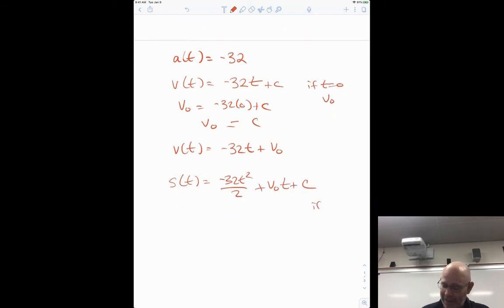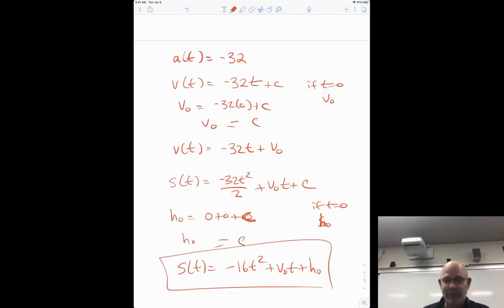But again, at time 0, we have what we call our initial position, or our initial height, which is what we use for projectile motion. We'll call it h sub 0. So h sub 0 equals 0 plus c. So c is h sub 0. Here we go with our position function: negative 16t squared plus initial velocity times time plus initial height. This is the formula we were using back in chapter 2, but there is where it comes from: integration.